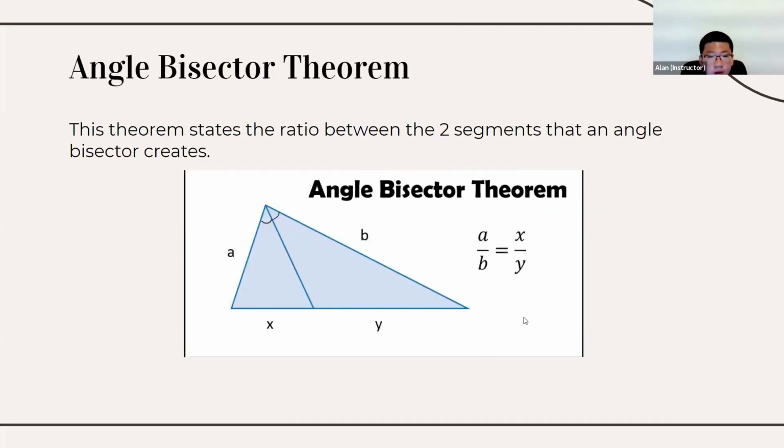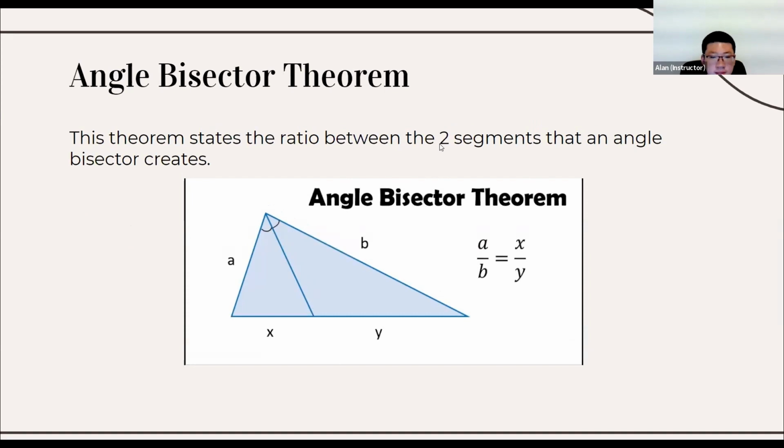And finally, this is the last theorem for today's class: the angle bisector theorem. It states that the ratio between the two segments that an angle bisector creates on the other side. You can see that in this triangle, the angle bisector splits the side opposite it into segments of length x and y, and so the ratio between a and b is going to be the same as the ratio between x and y. An easy way to remember this is that a is just above x and b is just above y. So the ratios between them are the same.